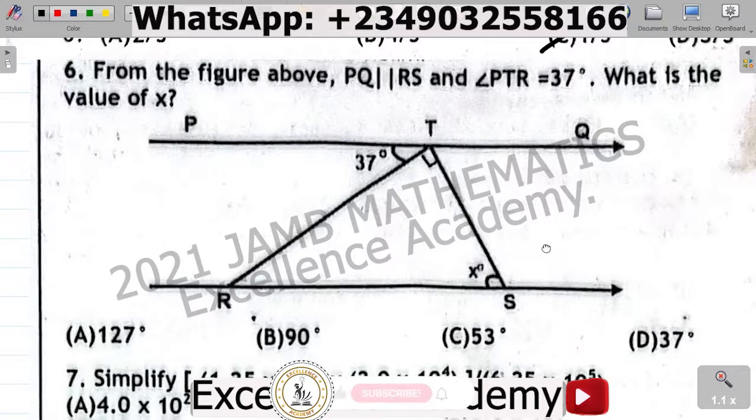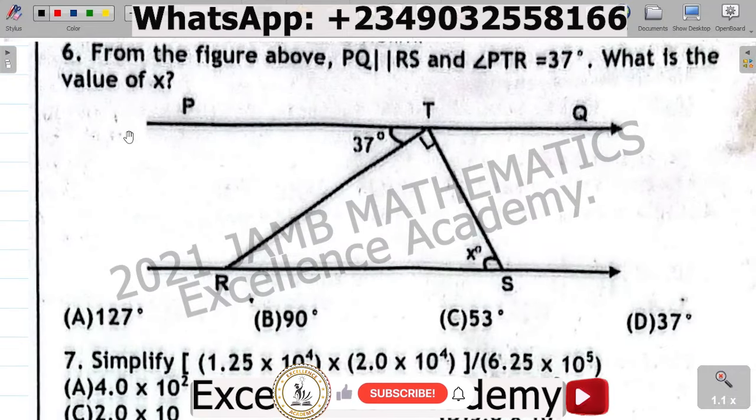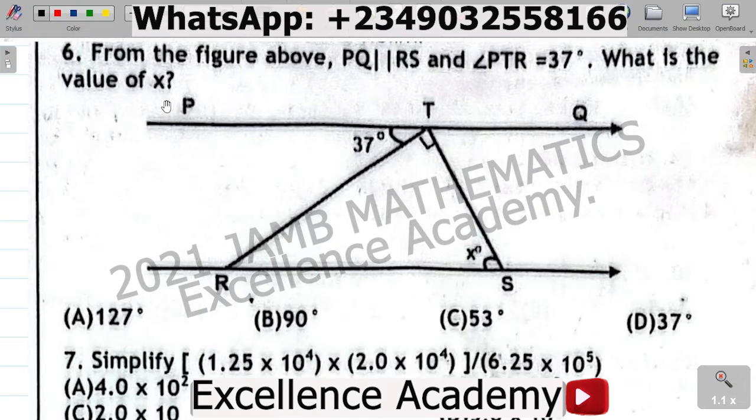All right. Next up, question 6. 6 says, from the figure above, that's this figure here, PQ is parallel to RS, okay? And the angle PTR is equal to 37 degrees. What is the value of X? So you have this. A, 127 degrees. B, 90 degrees. C, 53 degrees. D, 37 degrees. So how do you solve this question?